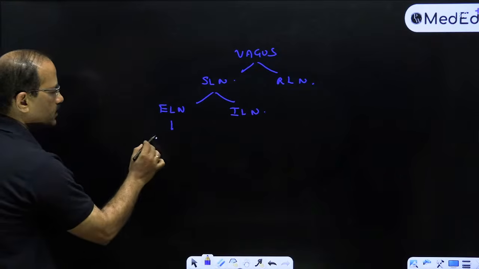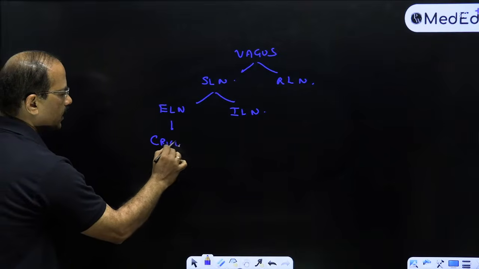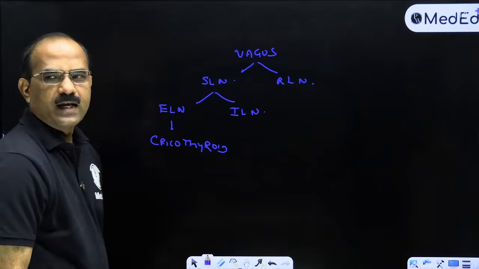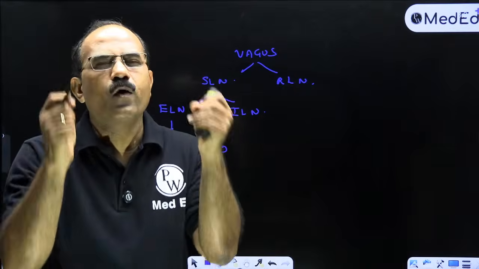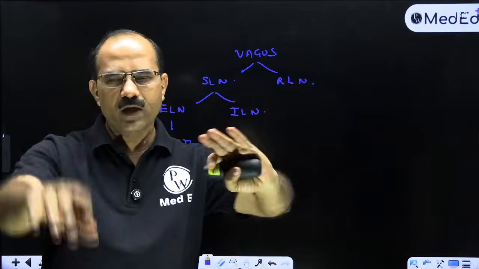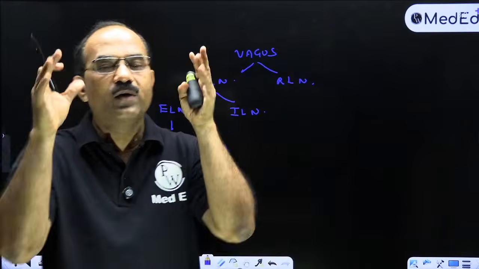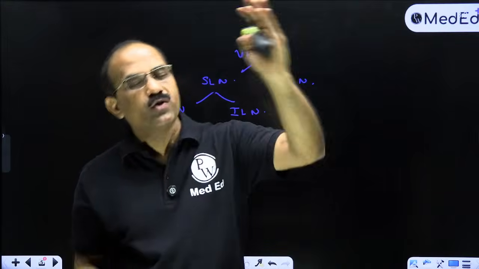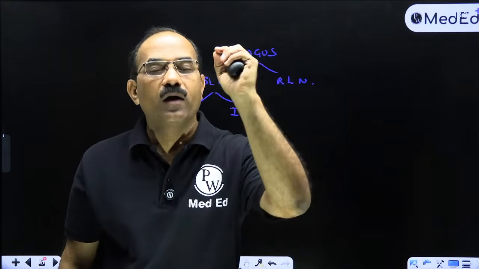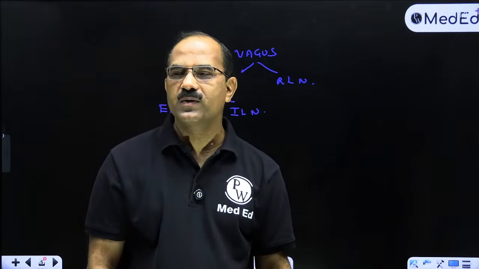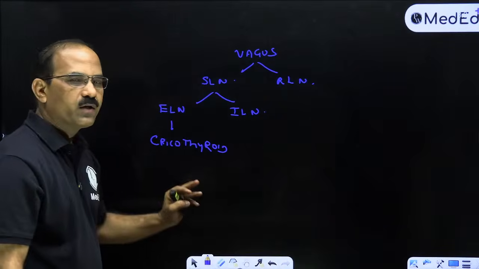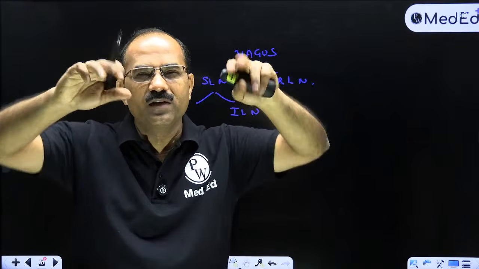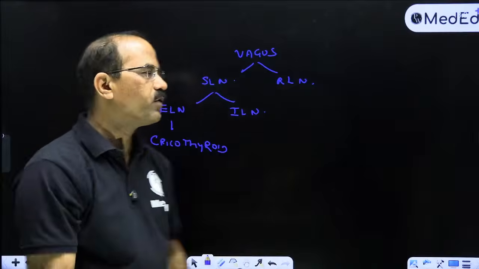The external laryngeal nerve supplies the cricothyroid. It's motor. What is the action of cricothyroid? It's a tensor of the vocal cords. If the cricothyroid is damaged, the tensor action of the vocal cords is lost. The pitch of the voice is lost. That condition is known as huskiness of voice, right? So cricothyroid is a tensor of vocal cords. Who's an abductor of the vocal cords? The posterior cricoarytenoid. That's an abductor of the vocal cord.